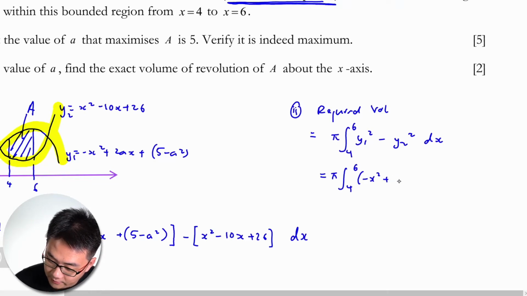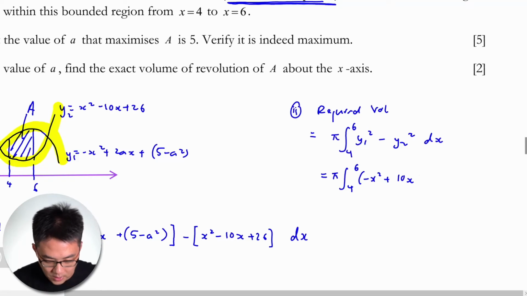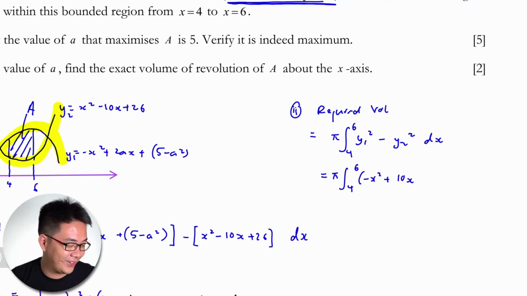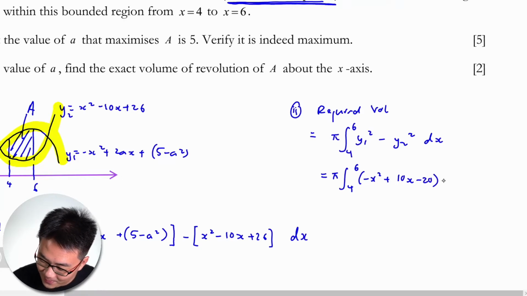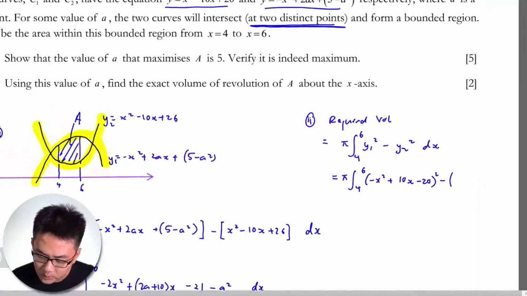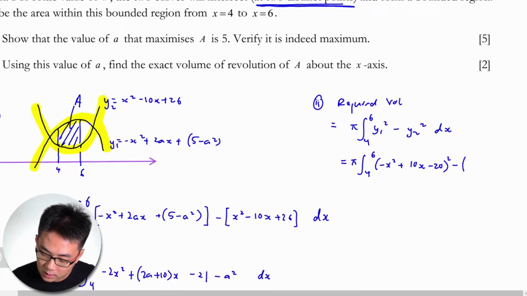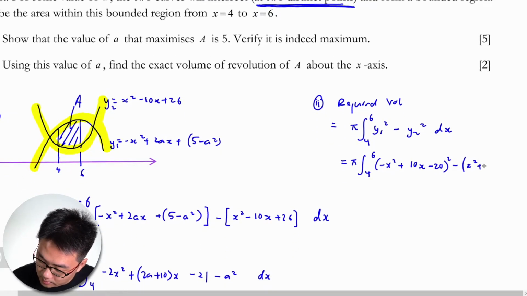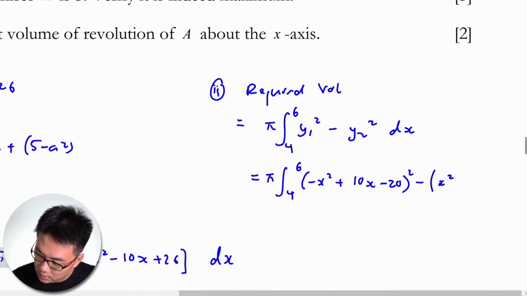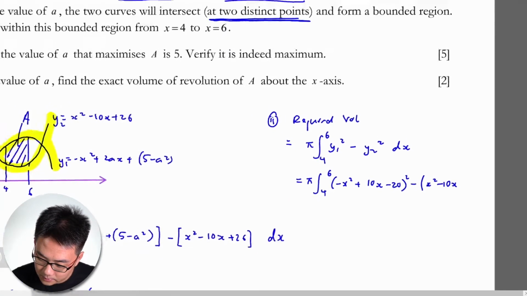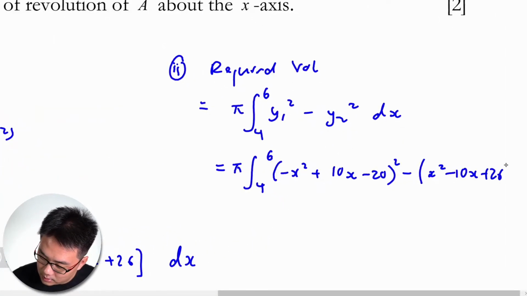A is 5. So this will be 10x. Minus 5 minus 25, I need to check because I don't trust myself. Minus 20 minus square. So this would be the y square. This will be x square minus 10x plus 26.